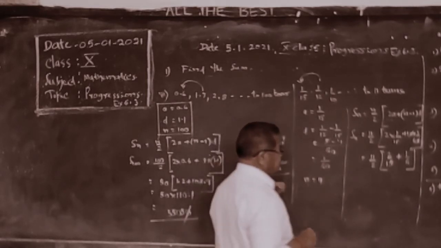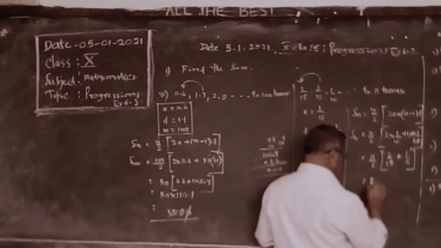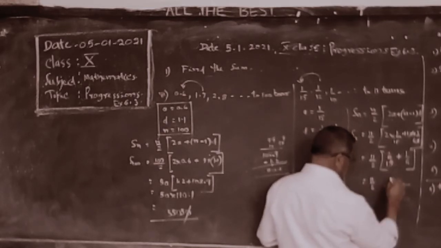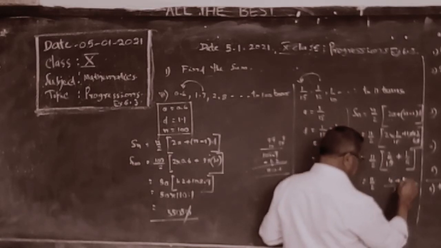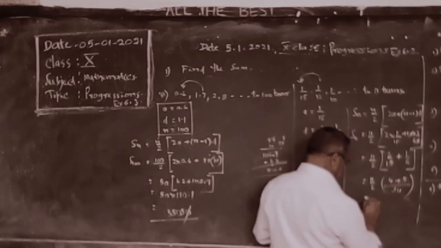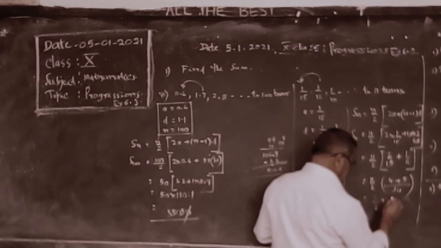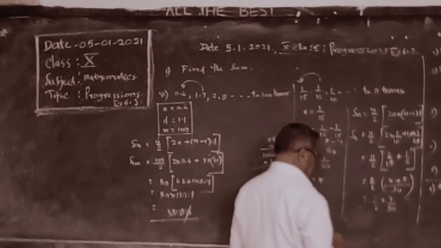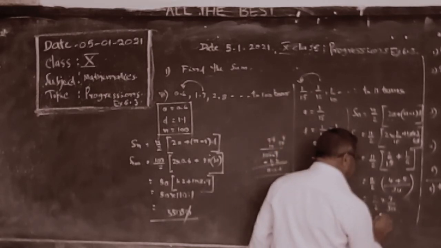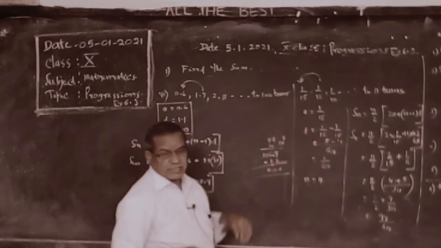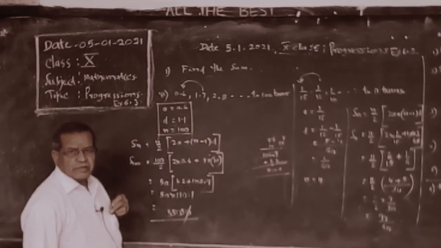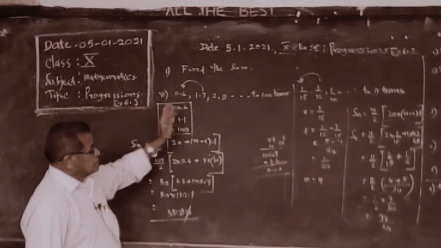LCM is 30. 11 by 2 into, with LCM 30: 15 twos are 30, so 4, plus 6 fives are 30, so 5. And this is 11 by 2 of 9 by 30. Now 99 by 60 is the answer. This is the sum of 11 terms. It is a very useful formula for finding sum.